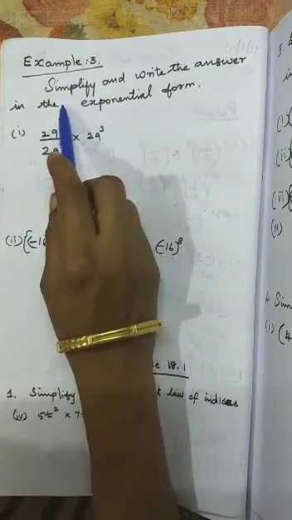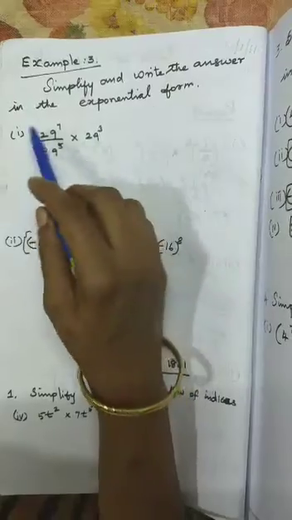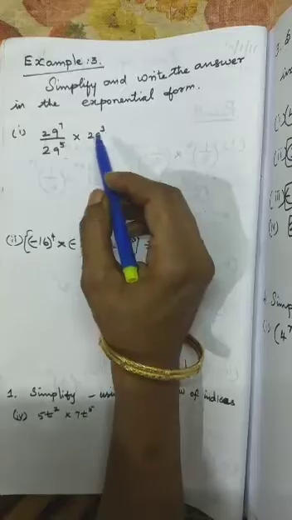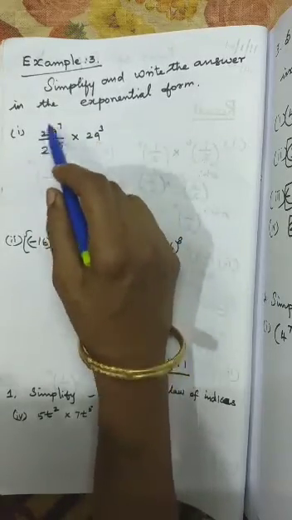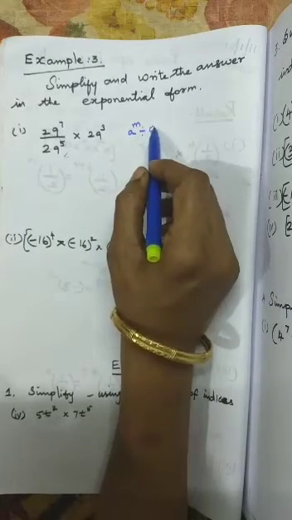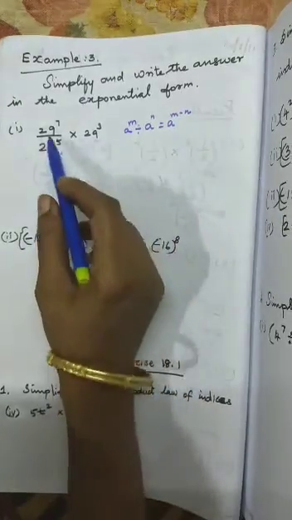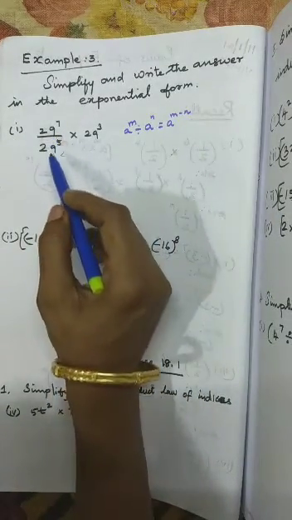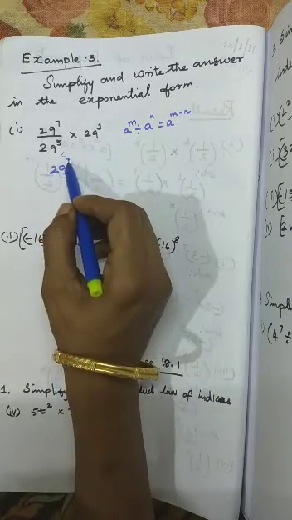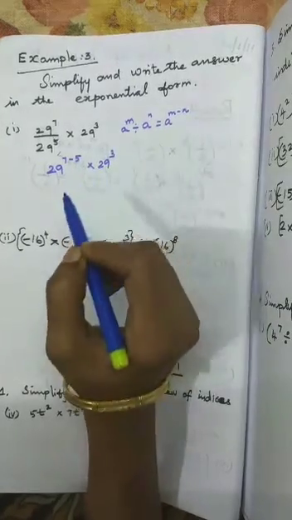3. Simplify and write the answer in the exponential form. Here you have to simplify this and write in exponential form. First you have to simplify this. The formula law is a power m divided by a power n is equal to a power m minus n. Yes. So here both the bases are same. So 29 power 7 minus 5 into 29 power 3.